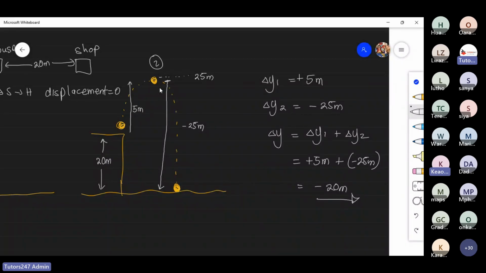So the understanding behind this, please give me a second. The student that keeps unmuting yourself, please can you mute yourself? It's kind of disruptive.